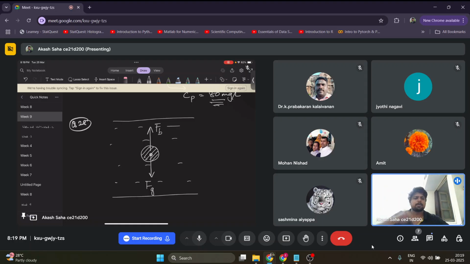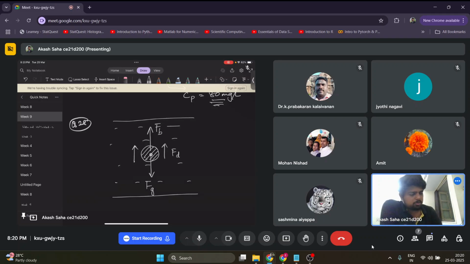Suppose the particle is moving, then what else? So maybe some kind of drag. I am assuming that the particle is flowing in the downward direction, so drag force will be upward. So suppose some drag force FD. So these are the three basic forces that will be applied on the particle.